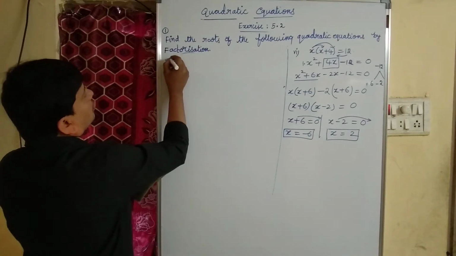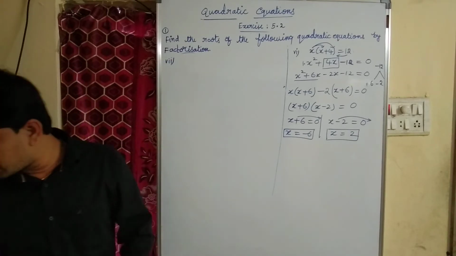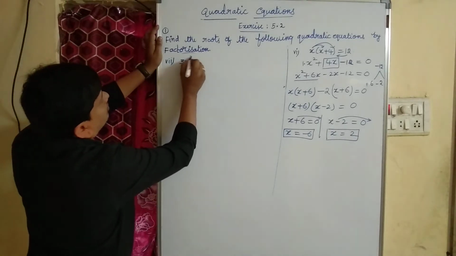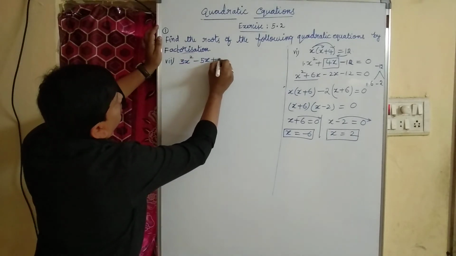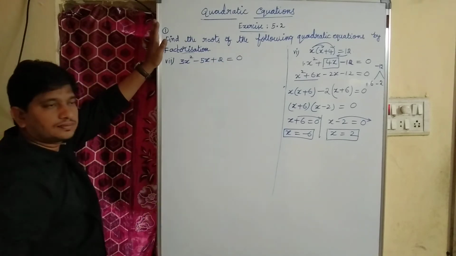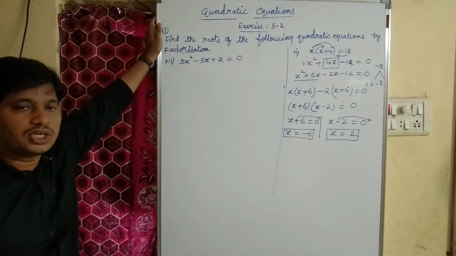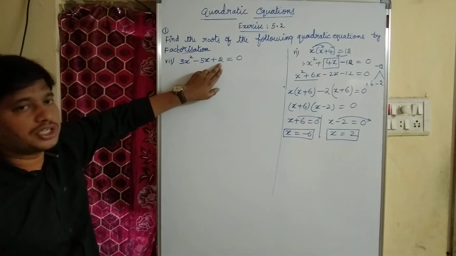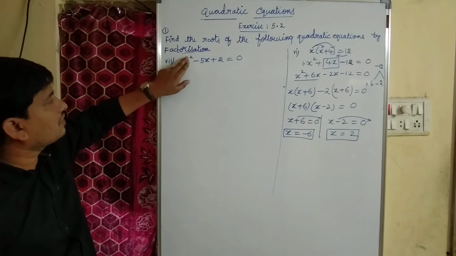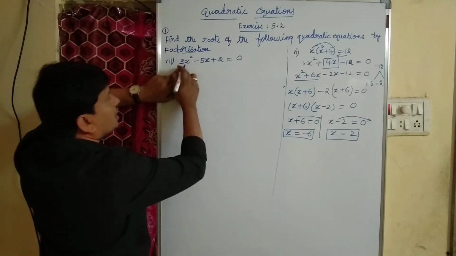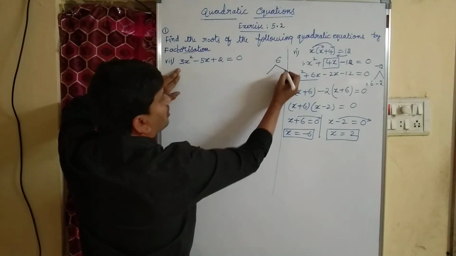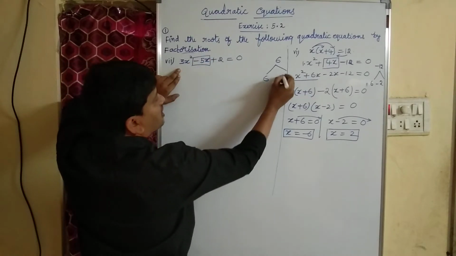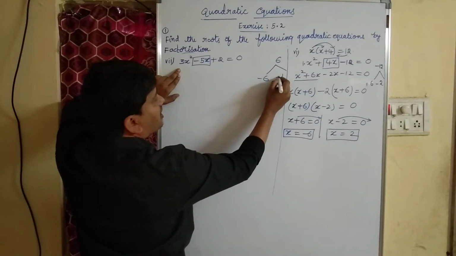Now coming to the seventh question, 3x square minus 5x plus 2 equal to 0. Okay children, now what is the constant here? The constant is 2 and the coefficient of x square is 3. So 2 into 3 which is 6 children. And as the middle term is minus 5x, the factors of 6 are minus 6 and plus 1.